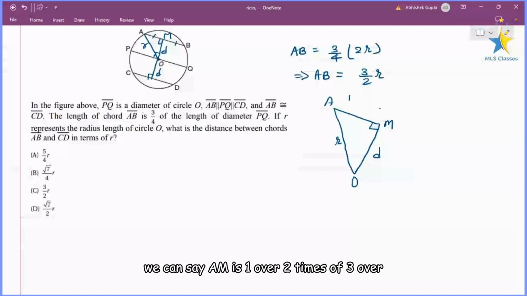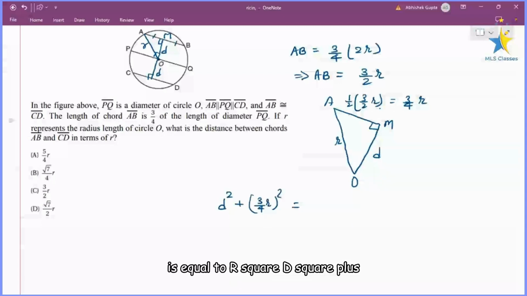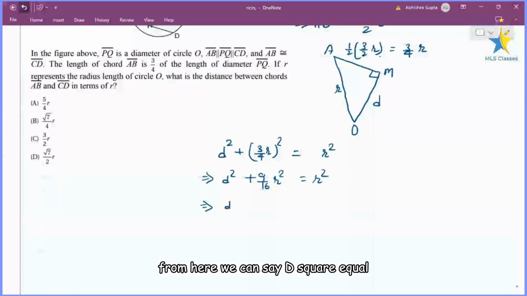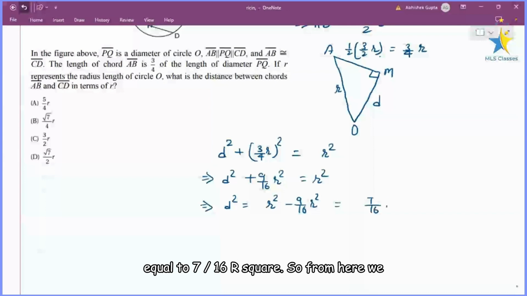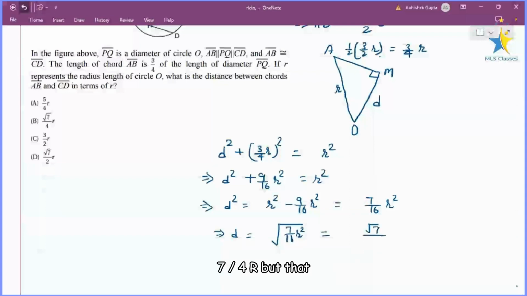So we can say AM is 1 over 2 times 3 over 2 R. So we can say that is 3 over 4 R. Now from here, this is 3 over 4 R, so we need to find distance D. So using Pythagorean theorem, we can say D square plus (3 over 4 R) square is equal to R square. D square plus 9 over 16 R square equals R square. So from here we can say D square equals R square minus 9 over 16 R square, which is equal to 7 over 16 R square. So D will be equal to square root of 7 over 16 R square, which we can say is square root of 7 over 4 R.